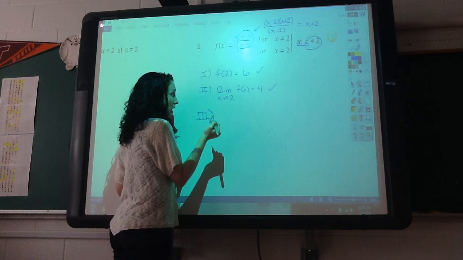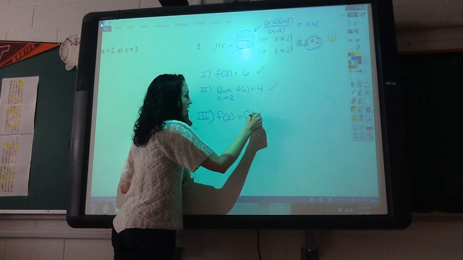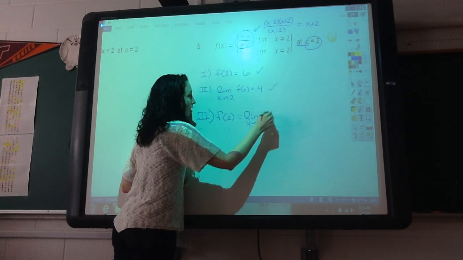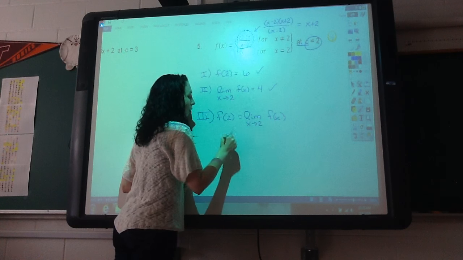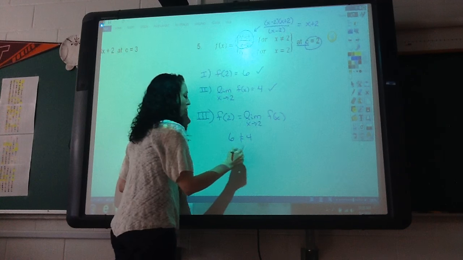So step 3, I've got f of 2 equals the limit as x approaches 2 of f of x. Well, is 6 equal to 4? No, it's not, so part 3 fails.